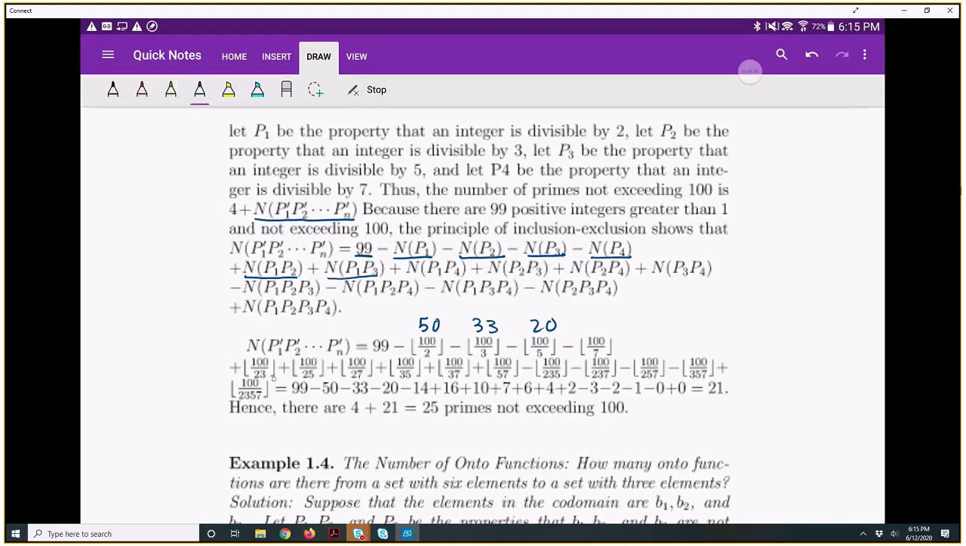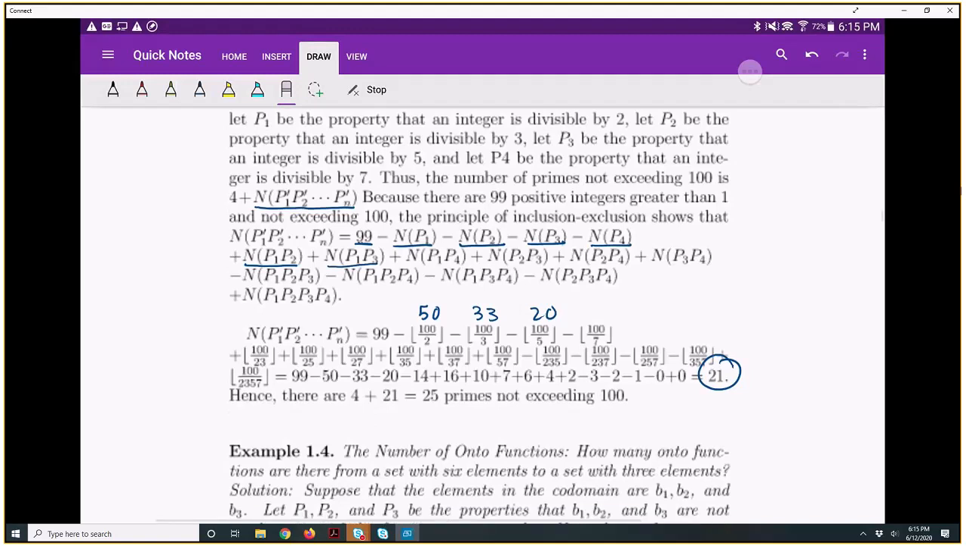Then add back in the number of items with 2 of the properties, subtract the number of items with 3 of the properties, and finally we add back in the number of items with all 4 properties. These numbers are given here, and finally we would determine that there are 21 prime integers not exceeding 100. Then we need to add back in the 2, 3, 5, and 7. So in total 25, because we had to add these back in. So using the principle of inclusion and exclusion, we can replicate this other process.